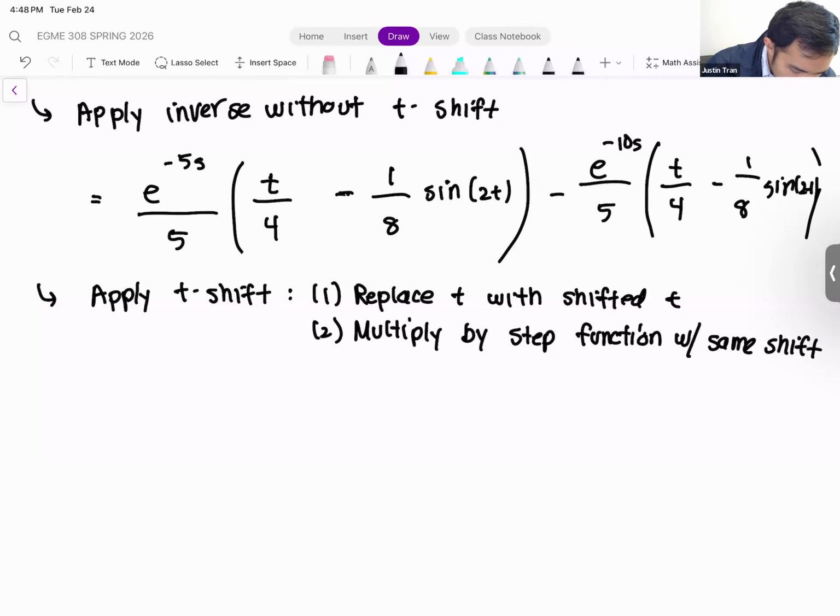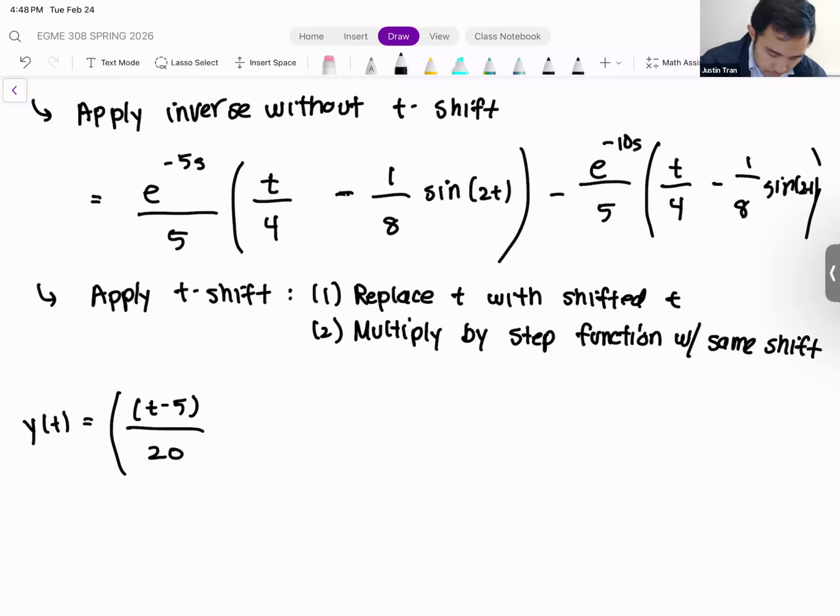Okay. All right, so finally, we can go ahead and write our expression here. So we have y of t is equal to, okay. So first we have t divided by 4, shifted by 5. And so this is going to be a t minus 5, divided by 5 times 4, which is 20. Okay, so that's t minus 5 divided by 20, minus 1 over 40 sine. Okay. Same thing, we're going to replace t by its shift of 5. So sine of 2 times t minus 5.